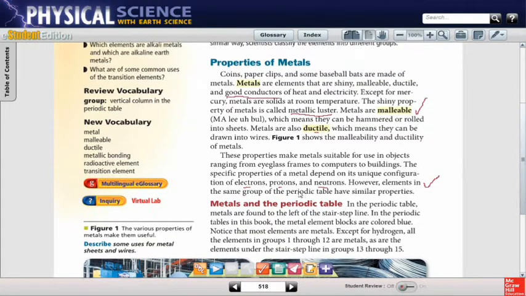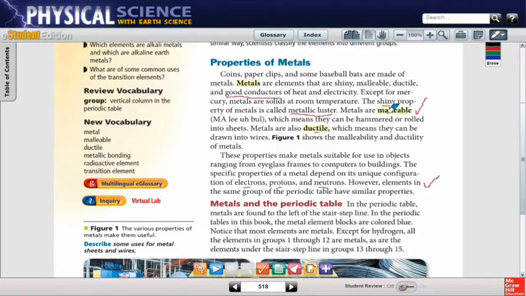Okay, so we just read this. The important things I want you to know: I want you to know what a metal is. I want you to know that it's a good conductor of heat and electricity. I want you to know it has properties that are shiny. Let's make sure we underline that too. They are shiny. And that shine is called a metallic luster.